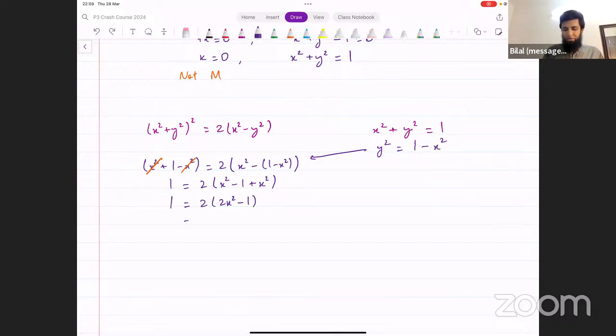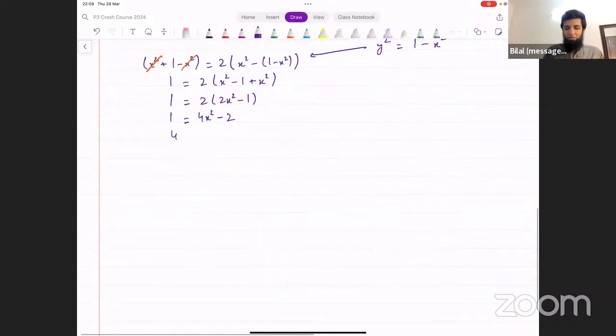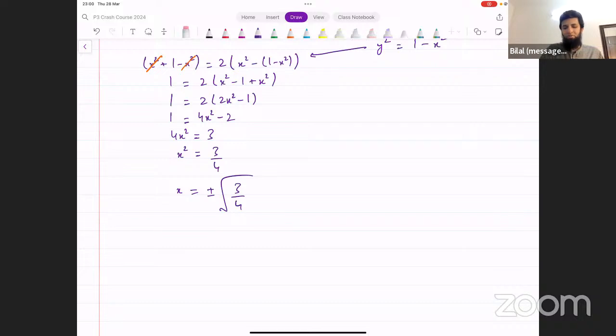And we have 4x squared minus 2 equals 1. 4x squared equals 3. X squared equals 3 over 4. Take square root on both sides, and that gives you plus minus. Remember, whenever you take square root, we have to put plus minus. So that's plus minus square root of 3 over 4, or a simplified form for that, if you just put this on your calculator, should give you root 3 over 2. These are the possible x coordinates that we have in this case.